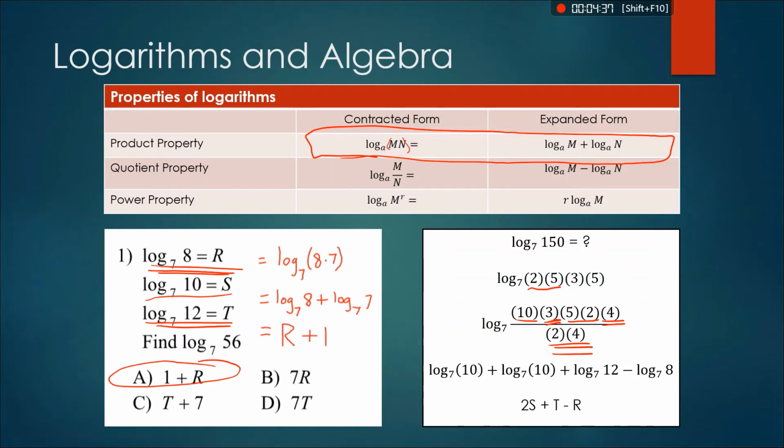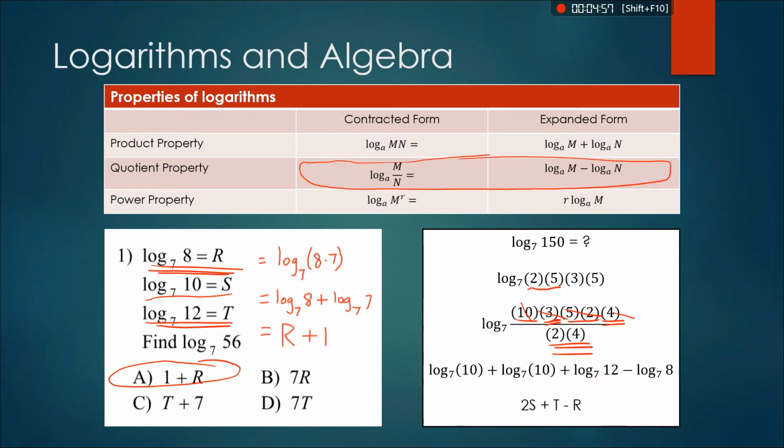Okay, so if I group this together, this will be log base 7 of 10, plus log base 7 of 10, here's another 10, log base 7 of 12 is a 3 times 4, and then on bottom, with our quotient property, if I am dividing, then I can expand that by subtracting. So with this property, dividing by 8 is the same thing as subtracting log base a of 8. So that'll give me minus log base 7 of 8.